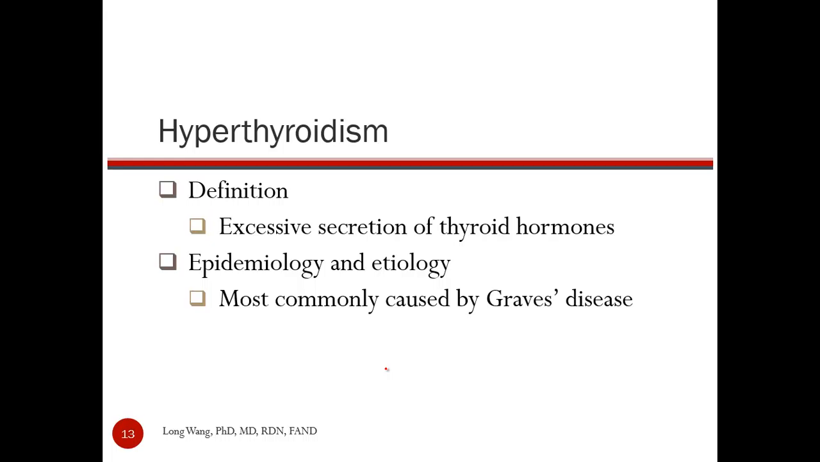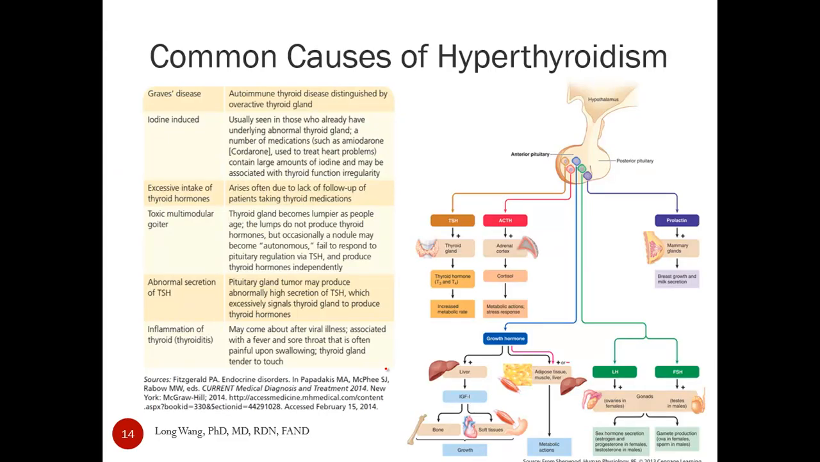Contrary to hypothyroidism, hyperthyroidism is referring to the excessive secretion of a thyroid hormone. And there are many causes of this hyperfunctioning thyroid gland. The most common cause is called Graves' disease. Graves' disease is an autoimmune thyroid disease. So Hashimoto disease is also an autoimmune disease. But please make sure we understand Hashimoto disease leads to hypothyroidism, whereas Graves' disease leads to hyperthyroidism.